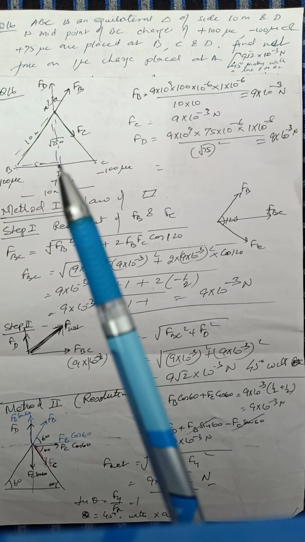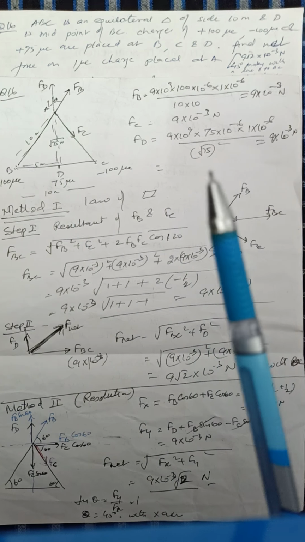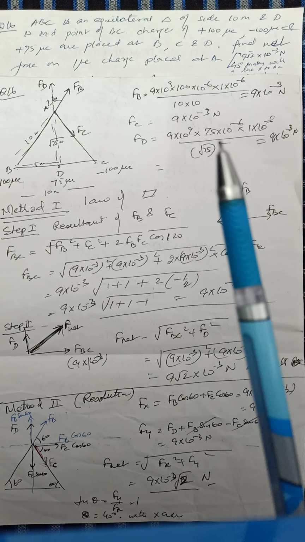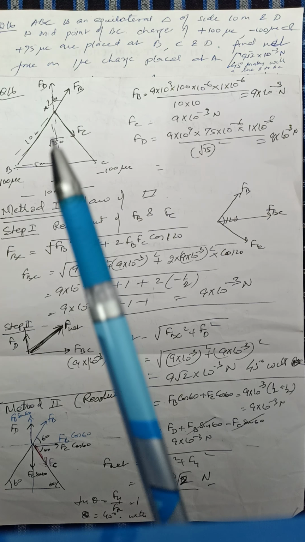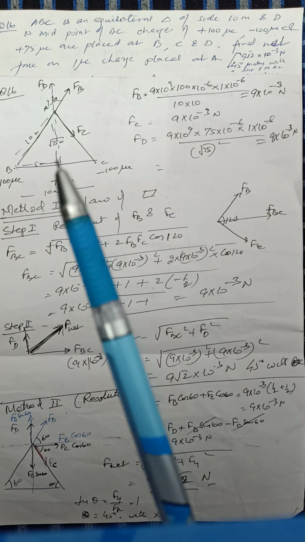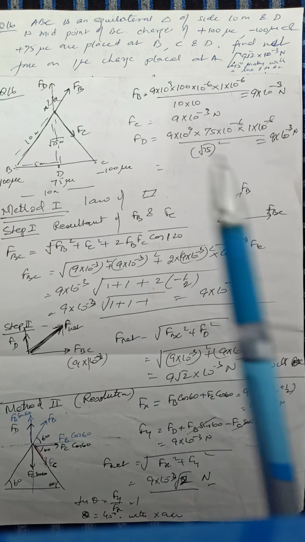FD is the force between 75 and 1. The answer is 9 × 10^9 times Q1 Q2 upon r square. Q1 is 75, Q2 is 1, and the distance is this dotted line between A and D. By Pythagoras theorem, this side is 10, this is 5, so this side will be under root 75 meter. On solving, it is 9 × 10^-3 Newton. So we come to know that all these forces are 9 × 10^-3 Newton.